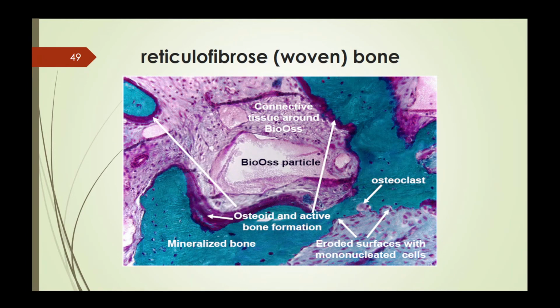Reticulofibrous woven bone. Look at this one. We have seen the structure. This is a bio particle which is embedded after the injury, and we have the surroundings of these bio particles. We have connective tissue around the bio particles and formation of mineralized bone. This is osteoid bone formation near the injury.